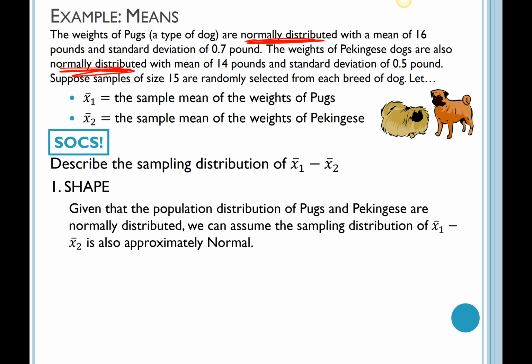If you take something that's normal and you subtract something that's normal, you're going to get something that's normal, and that should make a lot of intuitive sense. So this statement right here is allowing us to say that. Again, given that the population distributions of pugs and Pekingese are normally distributed, we can assume the sampling distribution of x bar 1 minus x bar 2 is also approximately normal, okay? So since the populations are normally distributed, so are the sampling distributions, all right?